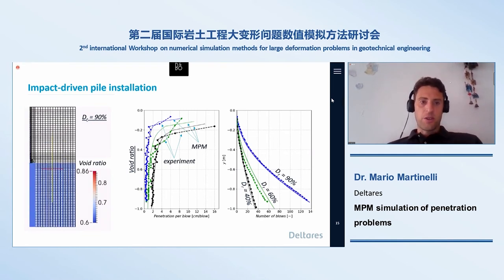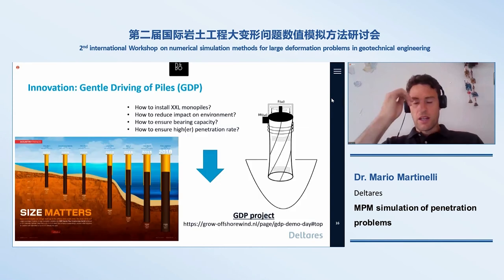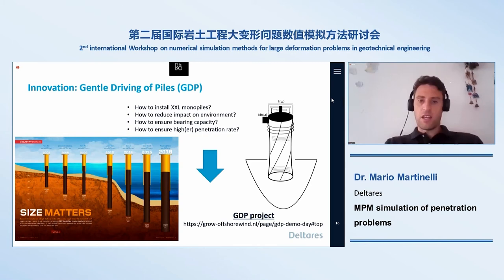The last thing is I'll show you the last example of pile installation we are now facing. There is a need of innovation in this field. Impact driving becomes just one of the methods, but other types of methods are needed to better reduce the impact on the environment, because impact-driven pile installation produces a large amount of noise, and to ensure a higher penetration rate. So there is a larger innovation at this moment.